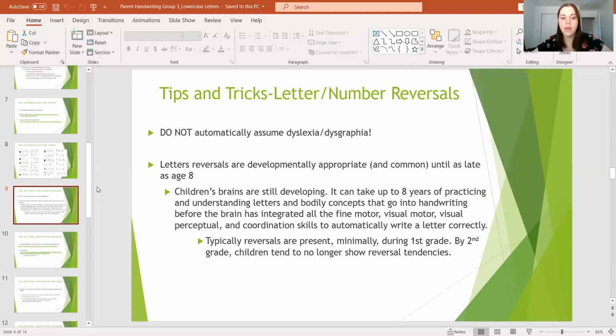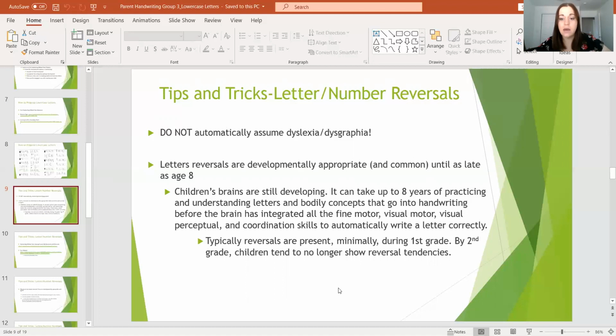But I just want to stress that when we see letter reversals, when we see number reversals, we don't want to automatically assume dyslexia or dysgraphia. It's actually very common, and it's actually developmentally appropriate up until age 8 to see letter and number reversals. So I'm going to read this little blurb right here, just because I think it's so important. If your child is struggling with this, this is something positive to hear. Just know that it's developmentally appropriate. Children's brains are still developing.